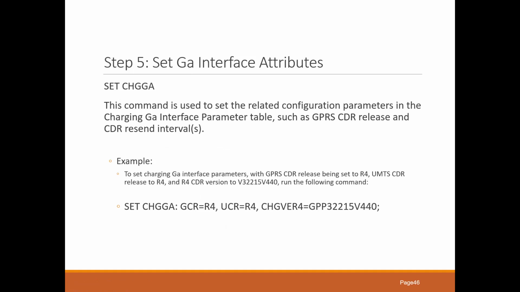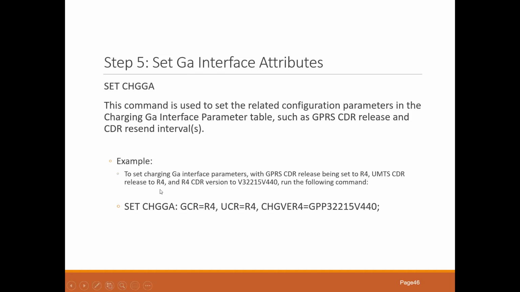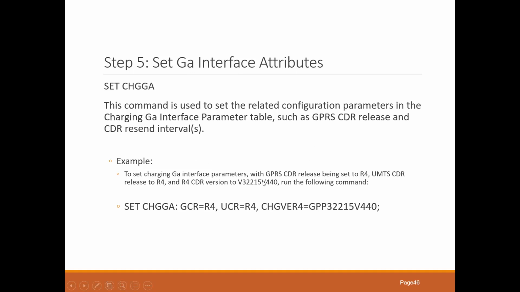CHG GA is basically used to configure your GPRS release, different CDR release, and which version of the CDR is going to be supported. Okay, so this is for your G interface attribute. CHG GA is the setting of CDR. It takes effect after SVP and GTP restart. So if you modify this configuration during live operation, it is going to take effect after your processes have been restarted. So you can restart your SVP and GTP processes. If you don't restart these, then these changes are not going to take effect.